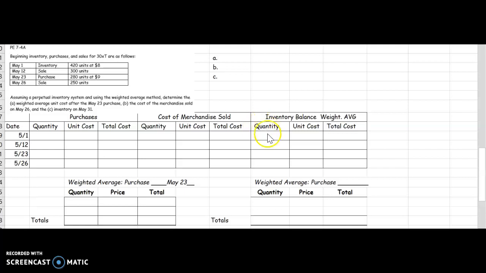First, let's put in our beginning inventory. It started out at 420 in quantity at $8 a unit. So we will multiply 420 times 8 and we will get $3,360.